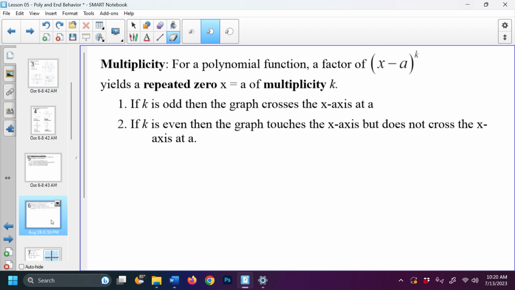Finally, as far as new information goes, we're talking here about multiplicity. For a polynomial function, if you have a factor x minus a to the k power, these are what we're going to call repeated zeros or repeated factors, then the zero x equals a has a multiplicity of k. And so when we talk about what the graph looks like with different multiplicities, if k is an odd number, then the graph crosses the x-axis at whatever a is. And if k is an even number, or you have an even multiplicity, then the graph just touches the x-axis but does not cross the x-axis at a.